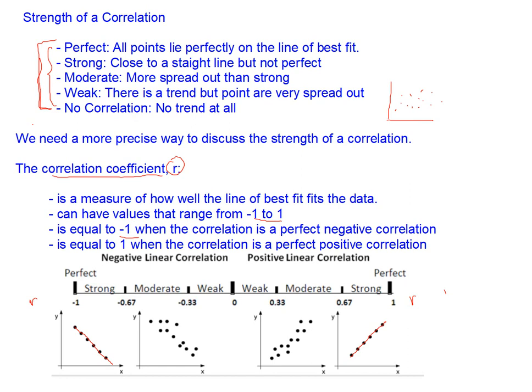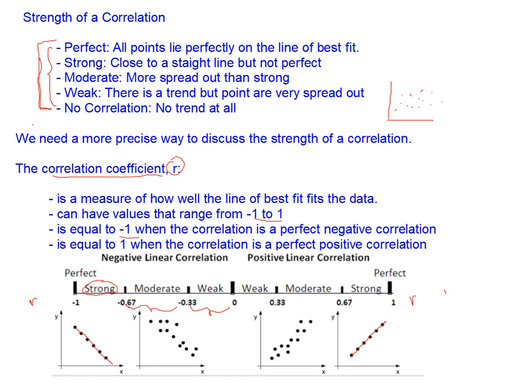And then we subdivide between -1 and 1 into the different points here. We can have a strong negative correlation. That would be a value between -0.67 and -1, or -1 and -0.67. We can have a moderate negative correlation, and that would be between -0.67 and -0.33. It's weak if the correlation coefficient is between -0.33 and 0.